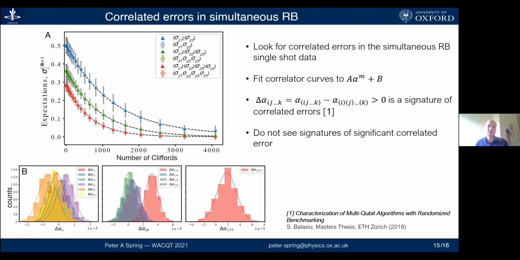And so then you can do this for all different permutations of qubits. So the green curves, these are showing three qubit correlators between qubit one, two, and three. And the red curves are showing a full four qubit correlator between all of the qubits here. And yeah, the main message is that we don't see clear signatures of significant correlated error, which is consistent with the fact that the fidelities come out to be roughly the same when we run this separately and simultaneously.